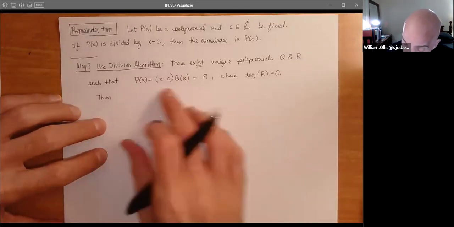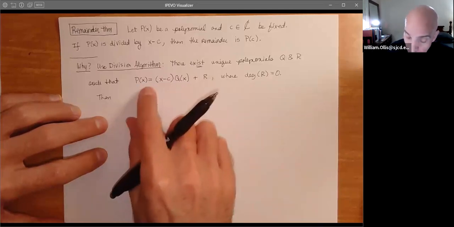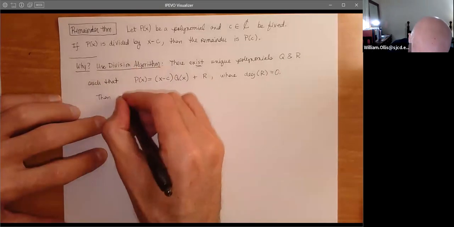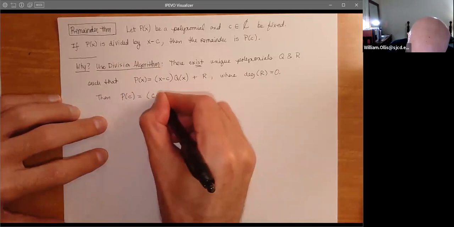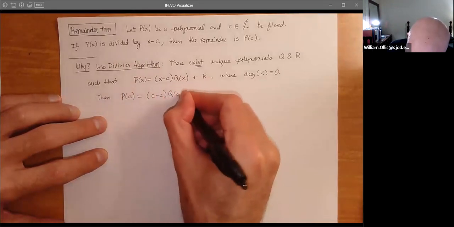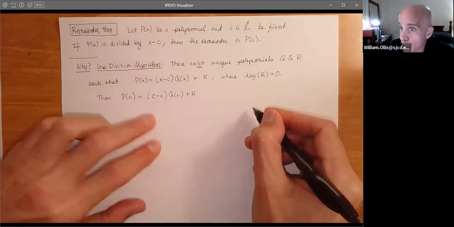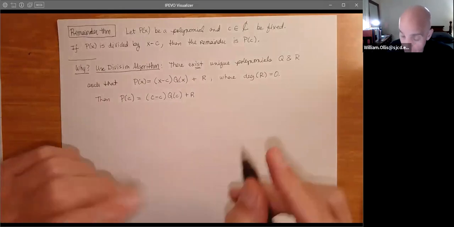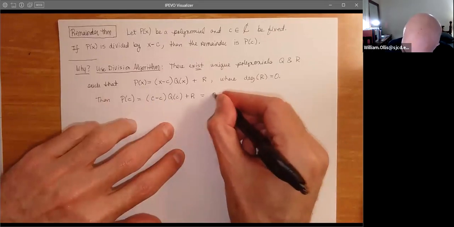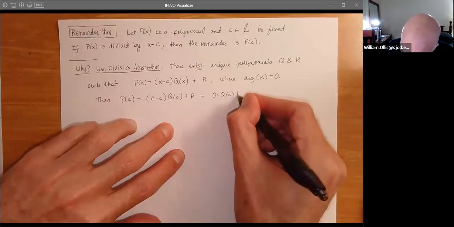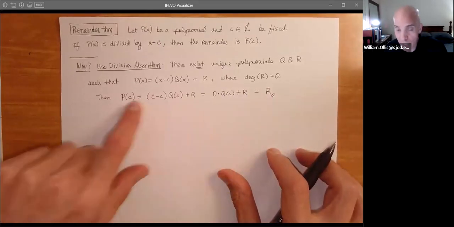So now we'll say, as Dr. Witherspoon says, with the big hammer, we can now evaluate P at C. So P of C will be C minus C times Q of C, because we just replace X with C, plus R. R is just a constant, so it's just R. You could say R of C, but it's not going to change it. Now, of course, this will be 0 times the number, so this is 0 times Q of C plus R. But 0 plus R is just R. And so we're done. The remainder is P of C.